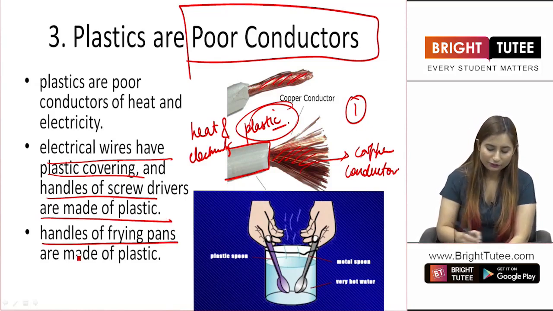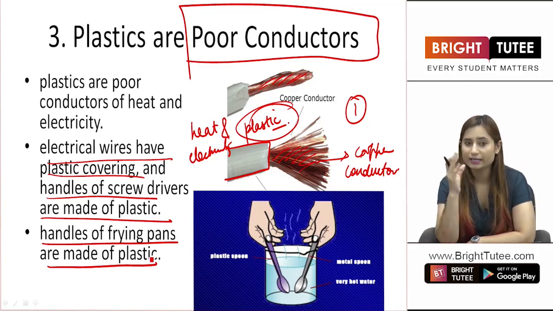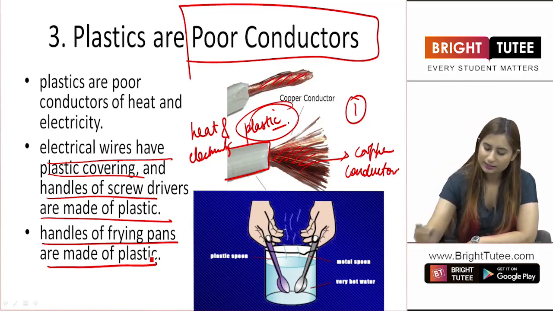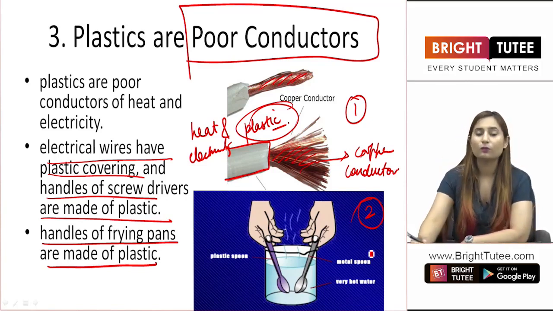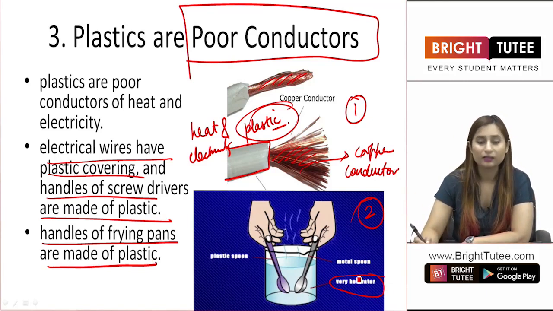Then handles of frying pans are made up of plastic because they are poor conductors of heat as well. So these are two uses. There is a picture number 2 in front of you. What does this picture show? That this is very hot water as shown in the figure. This is very hot water, and this spoon 1 is a metal spoon and spoon 2 is a plastic spoon.